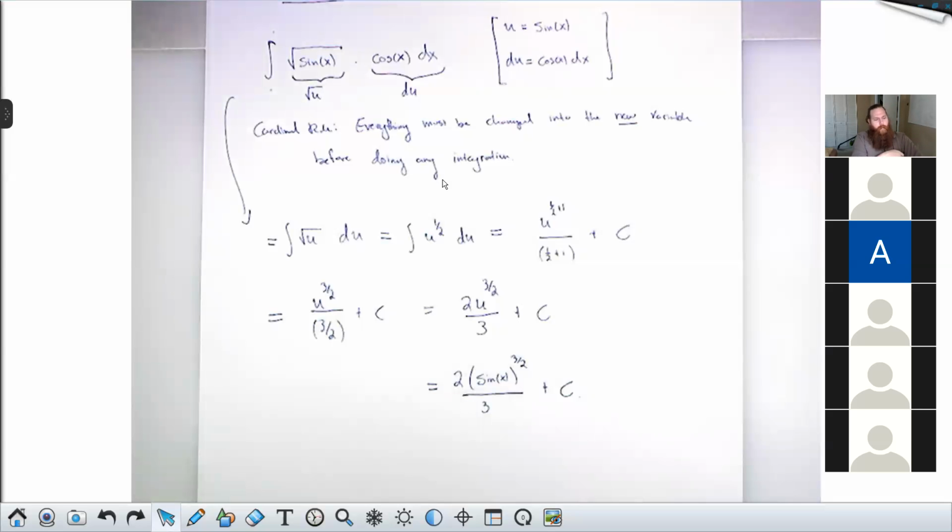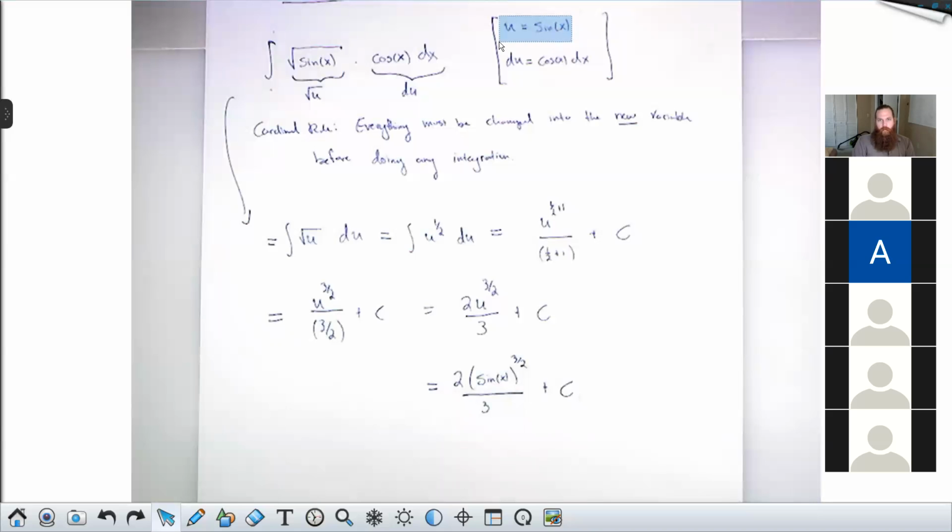Okay, any questions on this problem? Like how we chose this substitution, why we needed this, how this became this. So I'll go through those in order.